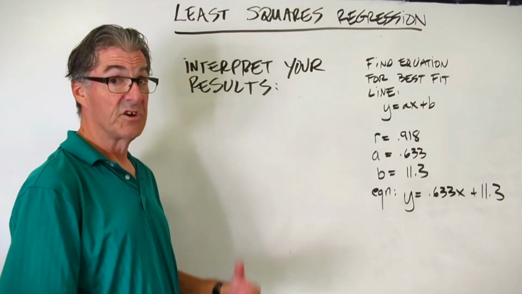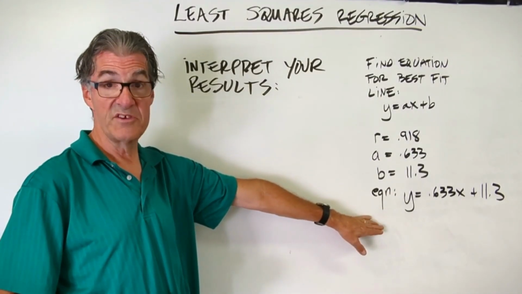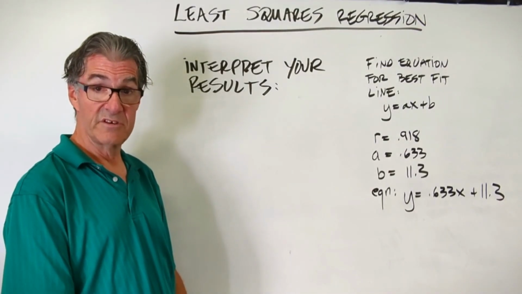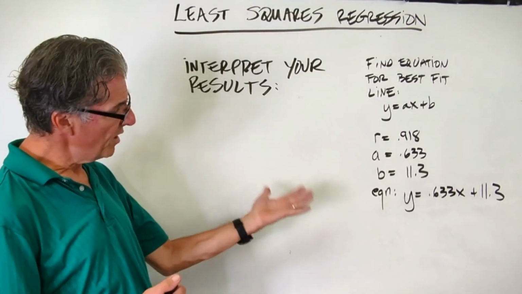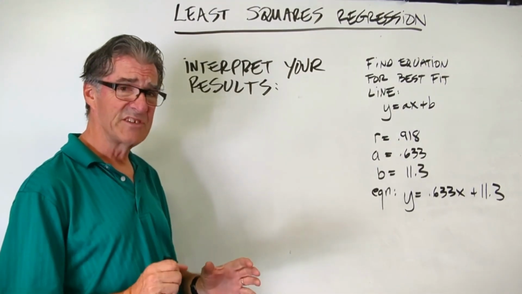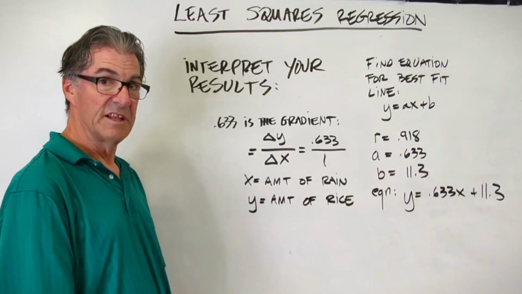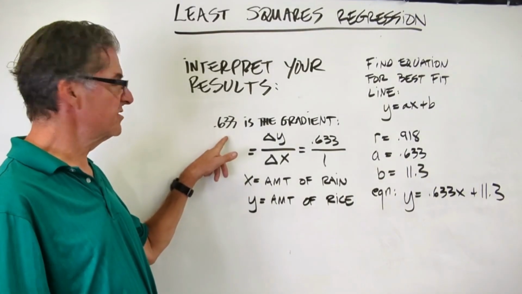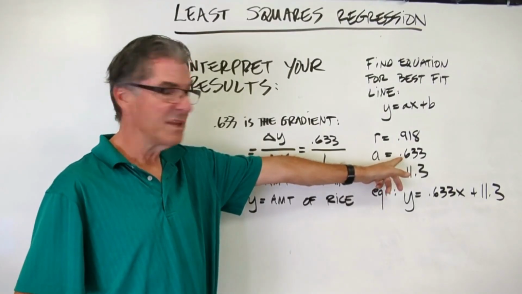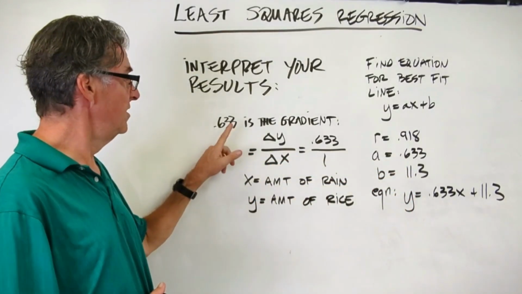Now the IB is going to pose some questions. It's not just enough to come up with this equation. They're going to give you this prompt. Interpret your results. So I want you to think about this equation and these numbers that you found. Pause the video, jot some things down, think real hard about what actually is going on. All right, let's see what you got. So 0.633 is the gradient. There's 2 main components here. We need to figure out what the gradient really means and what the intercept really means. So let's attack the gradient first.